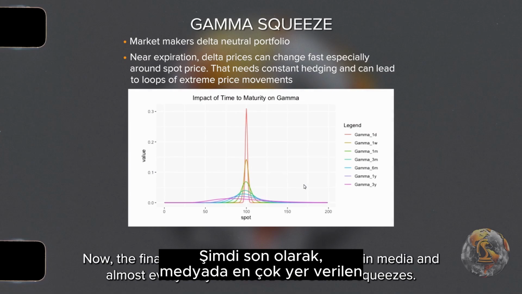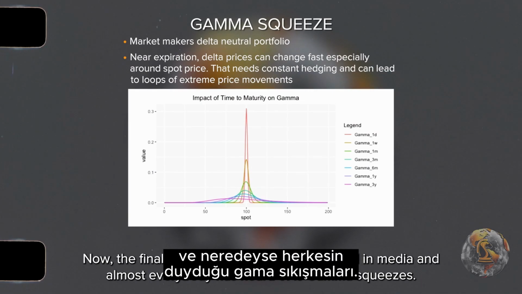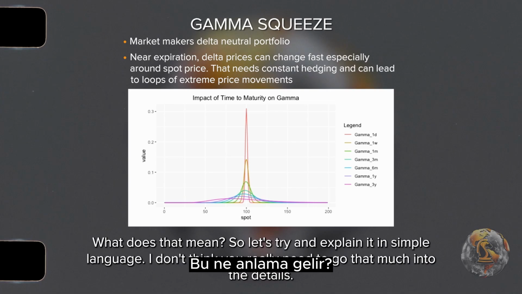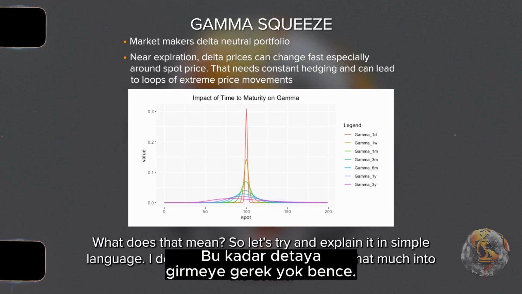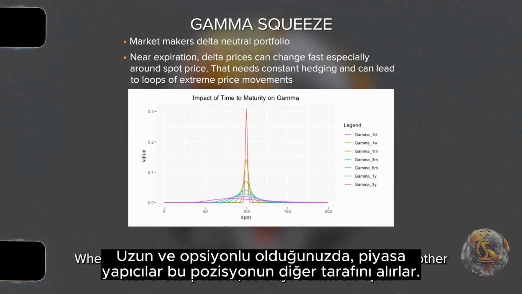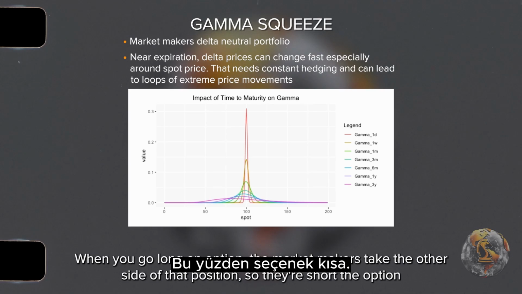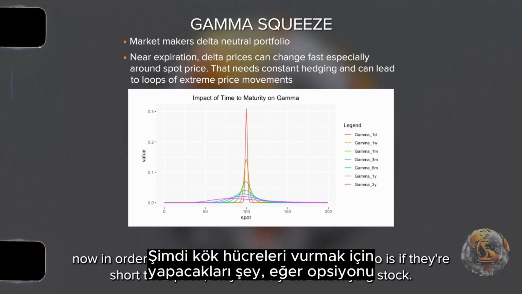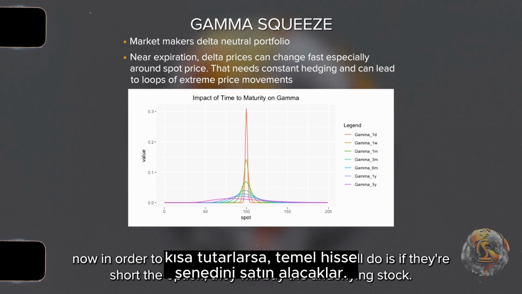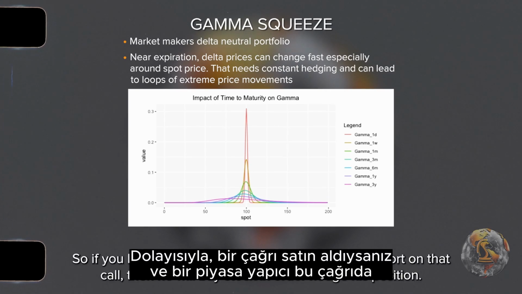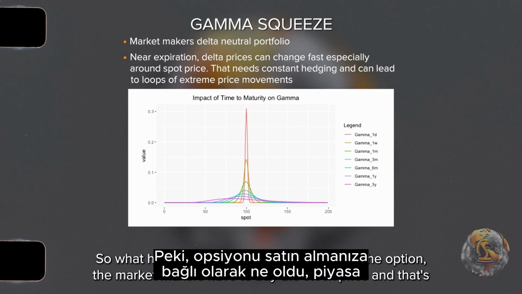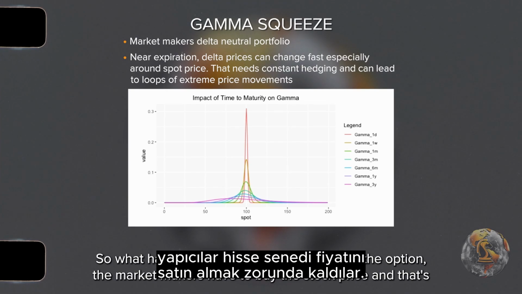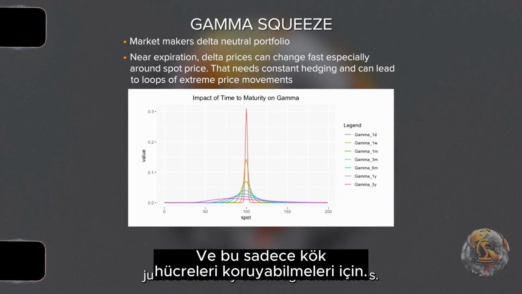Now, the final thing, which is the most covered in media and almost everybody has heard of, is gamma squeezes. What does that mean? Let's try and explain it in simple language. I don't think you really need to go that much into the details. When you go long an option, the market makers take the other side of that position. So they're short the option. Now, in order to hedge themselves, if they're short the option, they will buy the underlying stock. So if you bought a call and a market maker goes short on that call, then he will buy stock in order to hedge his position. So based on your buying of the option, the market makers have to buy the stock. And that's just so that they can hedge themselves.